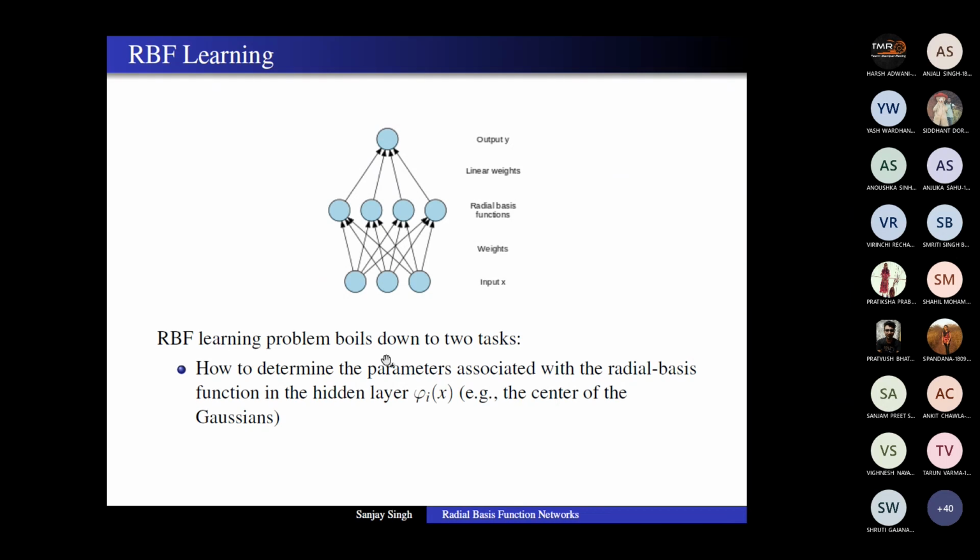The RBF learning problem boils down to 2 tasks basically. How to determine the parameters associated with the radial function in the hidden layer, that we'll see. That is, how do I know the centers of the Gaussian? Because in this case, we have handpicked T1, T2. You can check yourself what will happen to the XOR problem if, instead of taking T1, T2 as 1, 1 and 0, 0, you take 0, 1 and 1, 0. See yourself whether you are still able to separate it linearly or is there any problem. So you can see that.